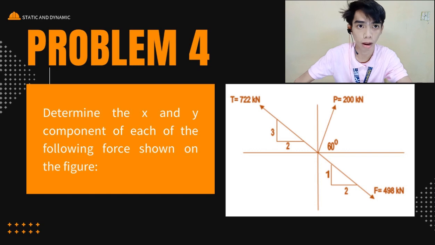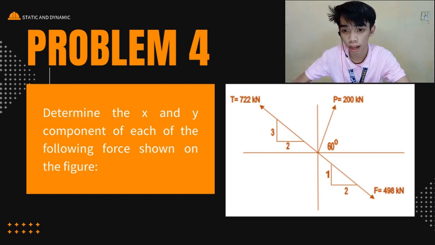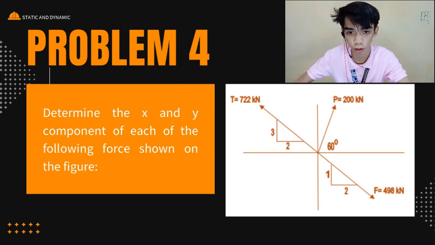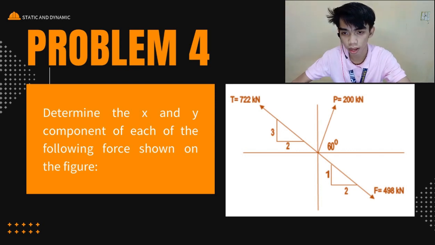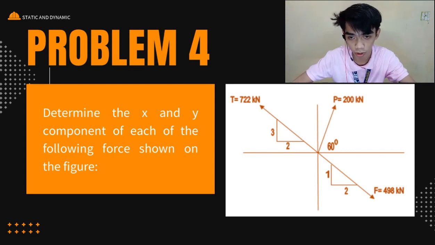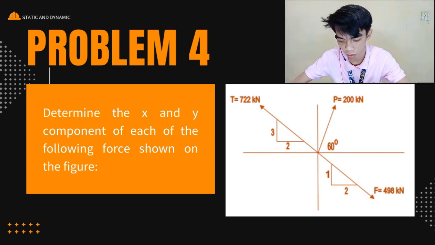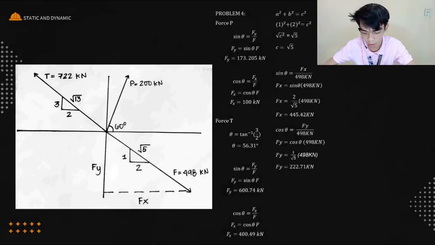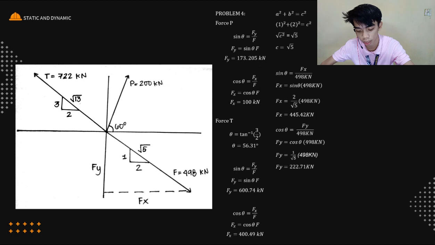So, pasok po tayo sa problem 4. Determine the X and Y component of each of the following forces shown on the figure. So, umpisahan po natin sa force P na may 200 kN at may 60 degrees angle. So, Fy is equal to sine theta times F. So, sub po, sine 60 times 200. Ang Fy po natin is 173.205 kN.